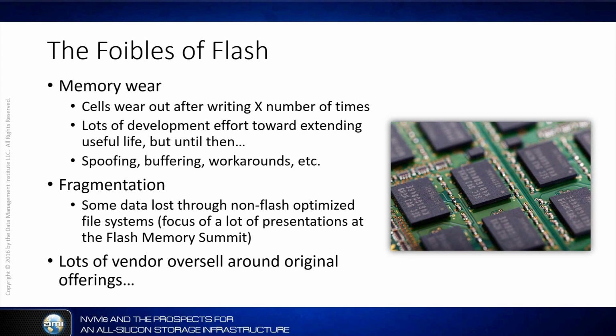And fragmentation is another issue that folks have been writing about a lot recently. Some data may be lost because of file systems that aren't really optimized to use flash. And this is a focus of a lot of presentations at convocations like the Flash Memory Summit. You'll usually see 9 or 10 presentations from various vendors who are trying to come up with a better file system for flash.